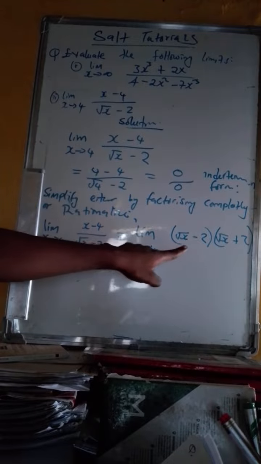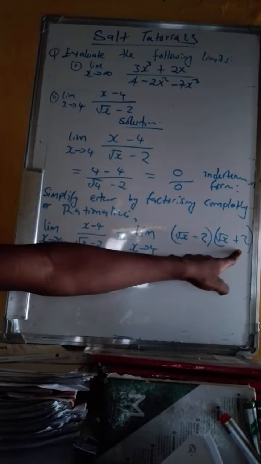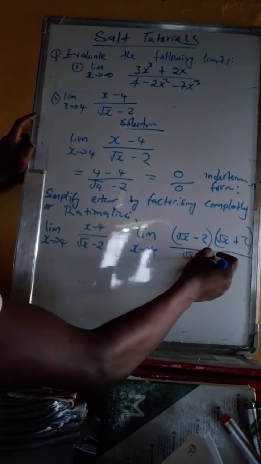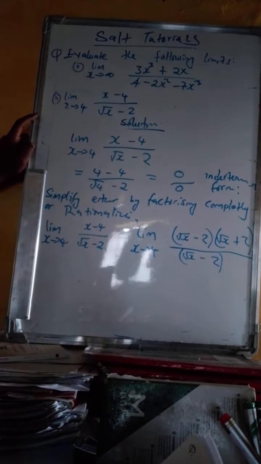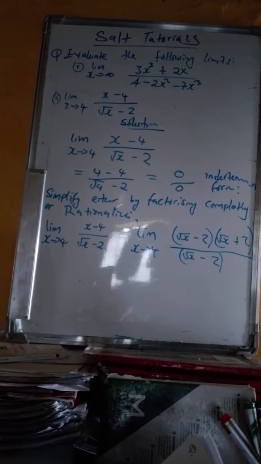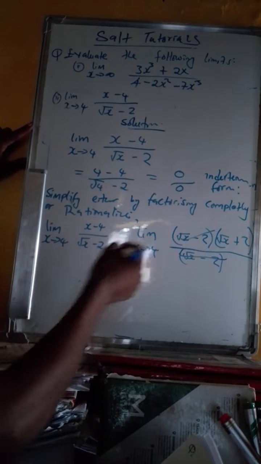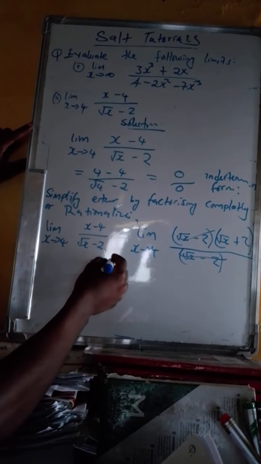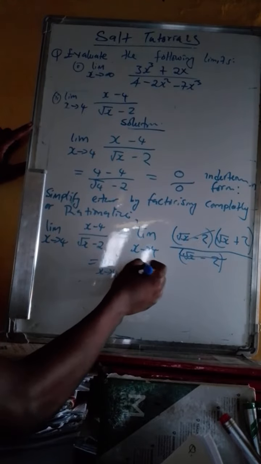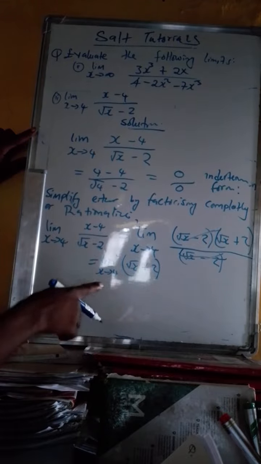Square root x is root x. Square root 4 is 2. One is negative, the other one is positive. But in the denominator, we still have root x minus a 2. We factorize completely. Then simplify. So this goes and this goes. It means we're dealing with the limit as x approaches 4 of root x plus 2, which is the remaining, because this and this have cancelled out. So we're remaining with this.